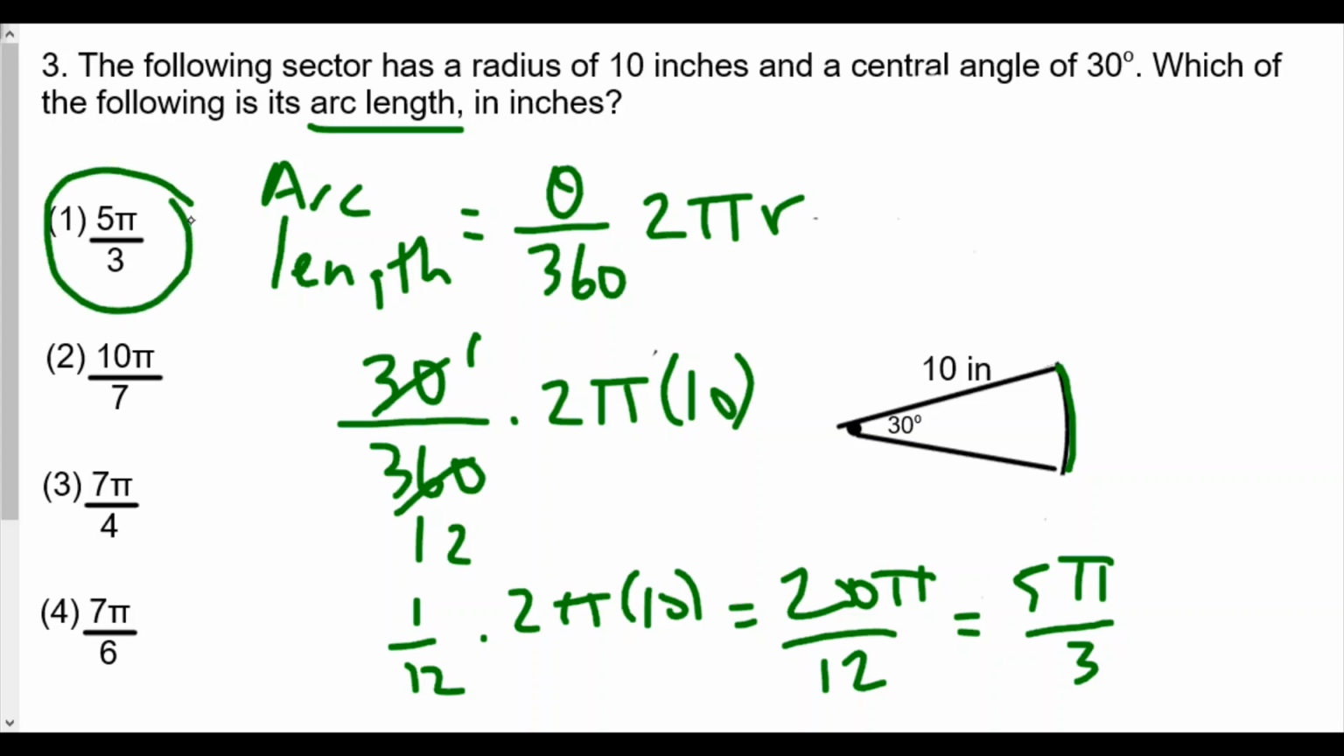So keep in mind, arc length is going to be the fraction of the circumference, while the area of the sector is going to be the fraction of the area of the circle.